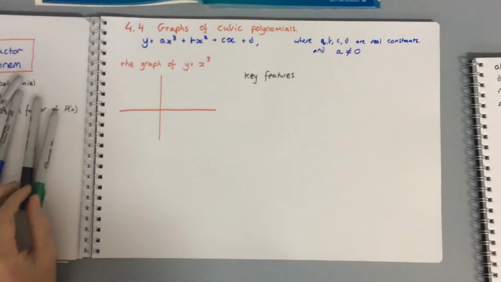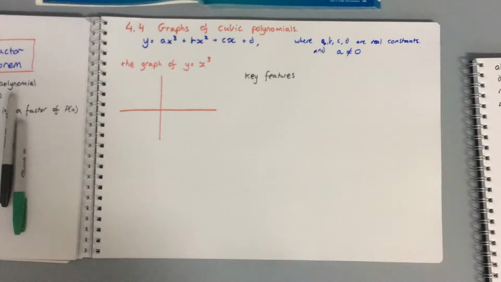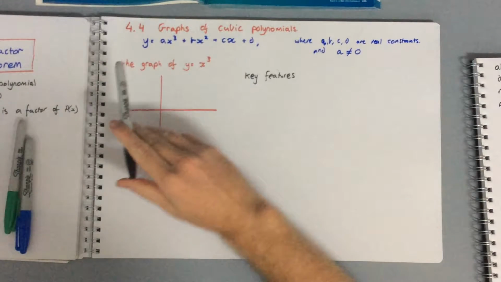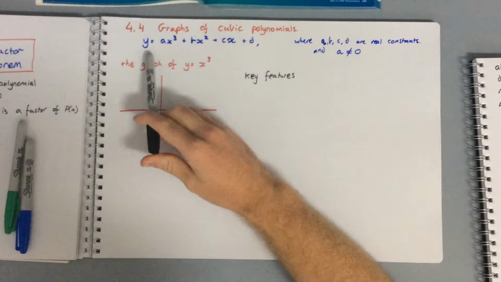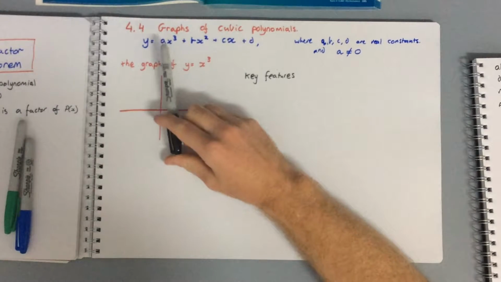Alright, let's have a look at chapter 4.4. In this chapter, we're looking at graphing cubic polynomials. Now, the general equation for a cubic polynomial, like our quadratic, this time we've got cubic, so powers of 3.